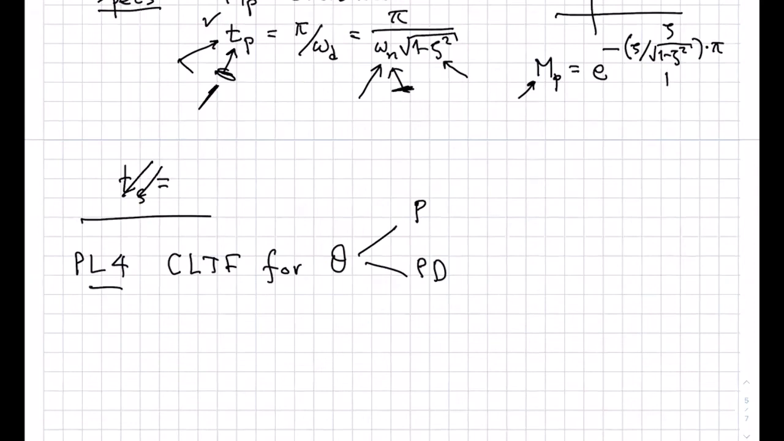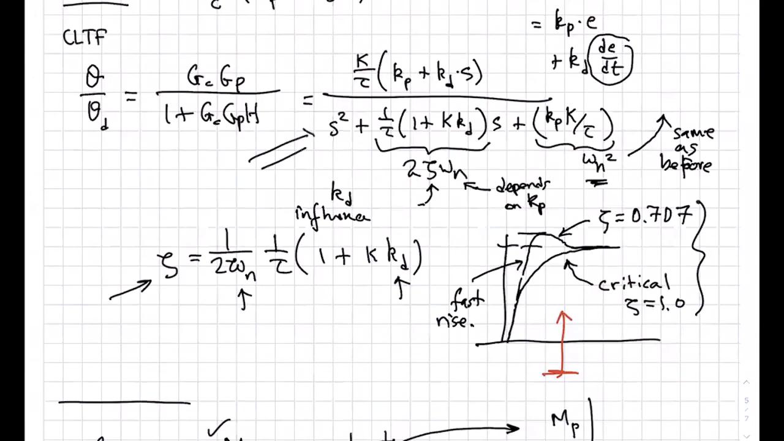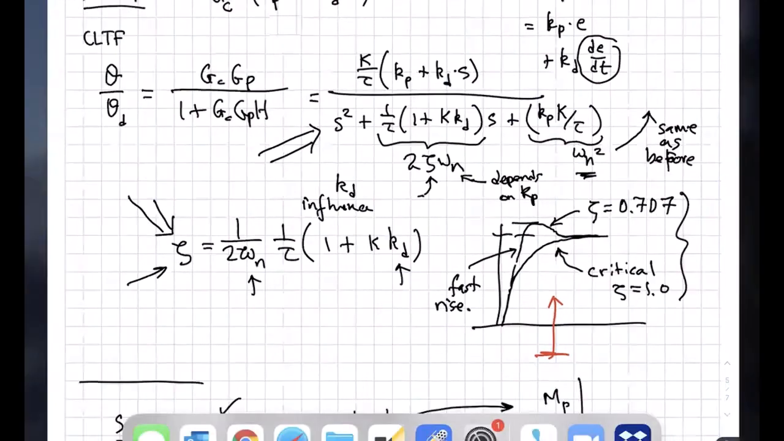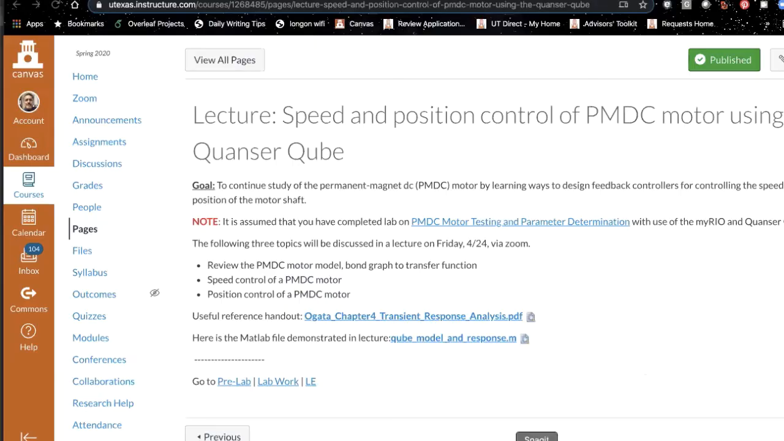Oh, and then finally, the last thing is from understanding here, I'm going to go up here, this transfer function and here, how zeta depends on KP and KD. I wanted to show you, you can do some neat things in terms of showing, hey, how do I adjust KD for a given KP to give me a certain zeta? So I'm going to stop sharing this screen and jump to my little MATLAB script.